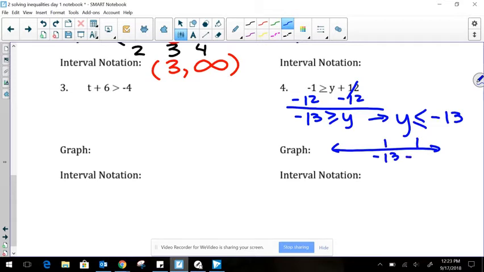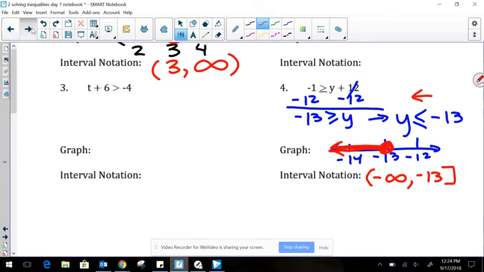If you don't rewrite it, you are going to shade the wrong direction, and your entire problem is going to be incorrect. All right, so less than or equal to means a closed circle. So I have a closed circle. It's pointing to the left, so I shade to the left. Now, my interval notation, it's going really, really small, really negative. So I have parentheses, negative infinity. That's my smaller of the two. And it goes all the way to negative 13, and then a bracket because it is a closed circle.